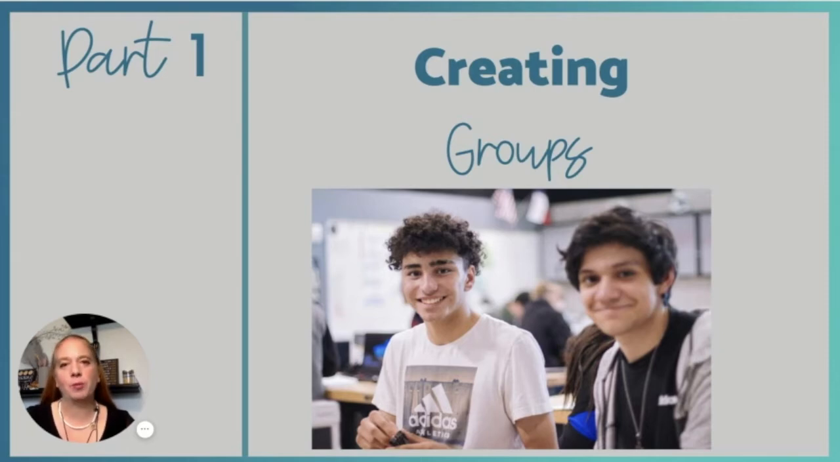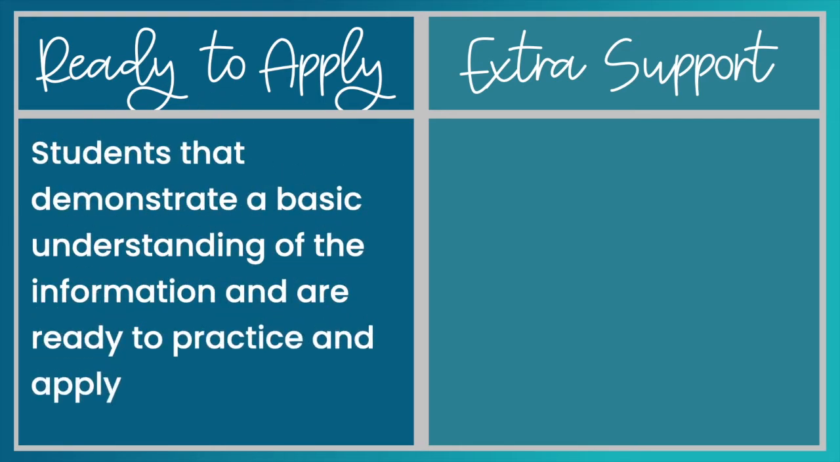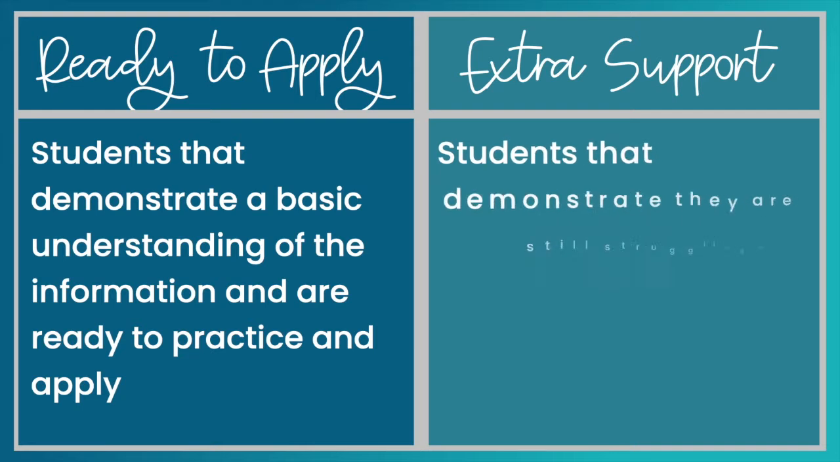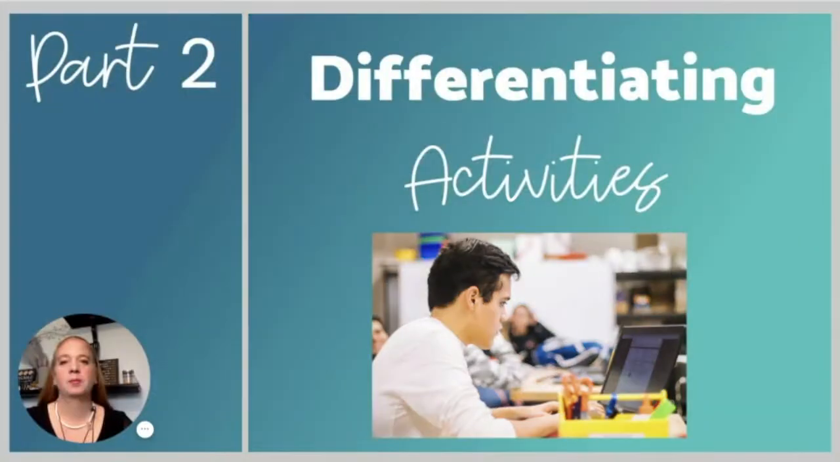Part 1, creating groups. You'll have 2 different types of groups: the group that is ready to apply and the group that needs extra support. Ready to apply is for students that demonstrate a basic understanding of the information and are ready to practice and apply. Extra support are for students that demonstrate that they are still struggling with the content and need more support and review.